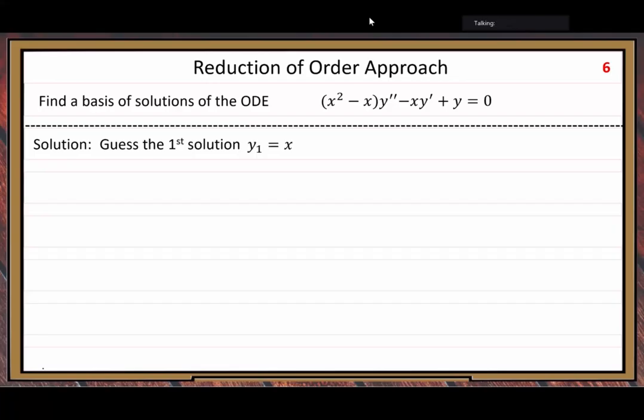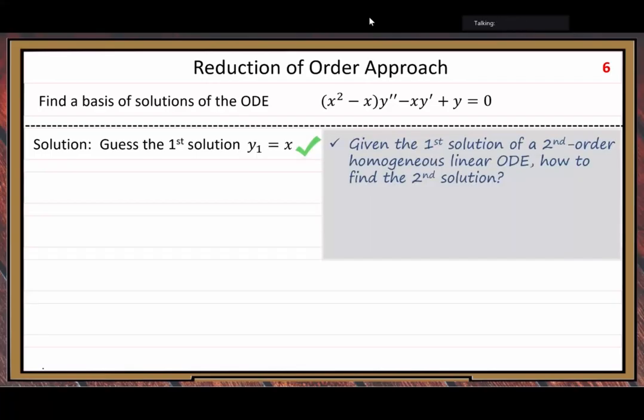So that is a simple solution. If you can guess one simple solution, then there is some method we can use to bring down the order of that ODE. Given the first solution of a second order homogeneous linear ODE, how to find the second solution? We need to use the first solution to help us build the second solution.